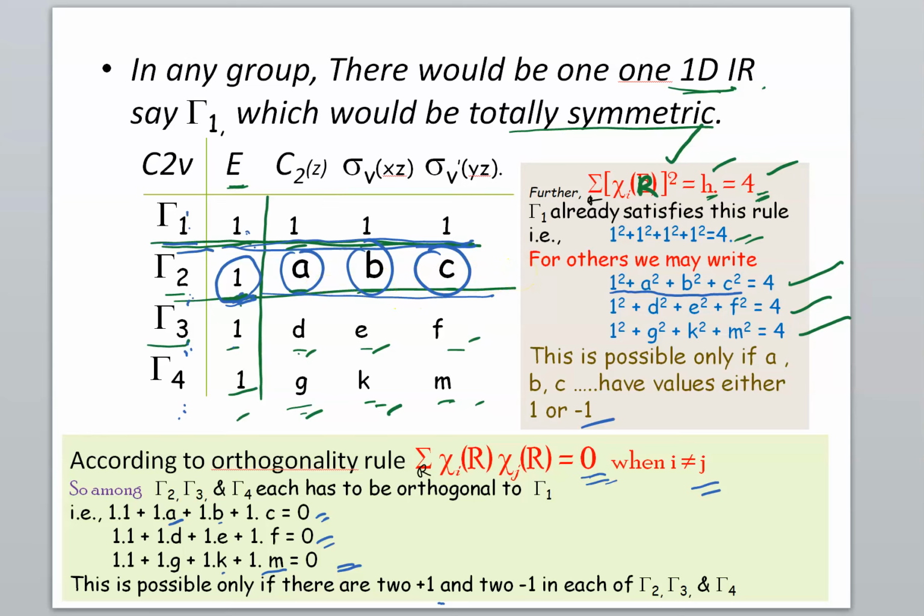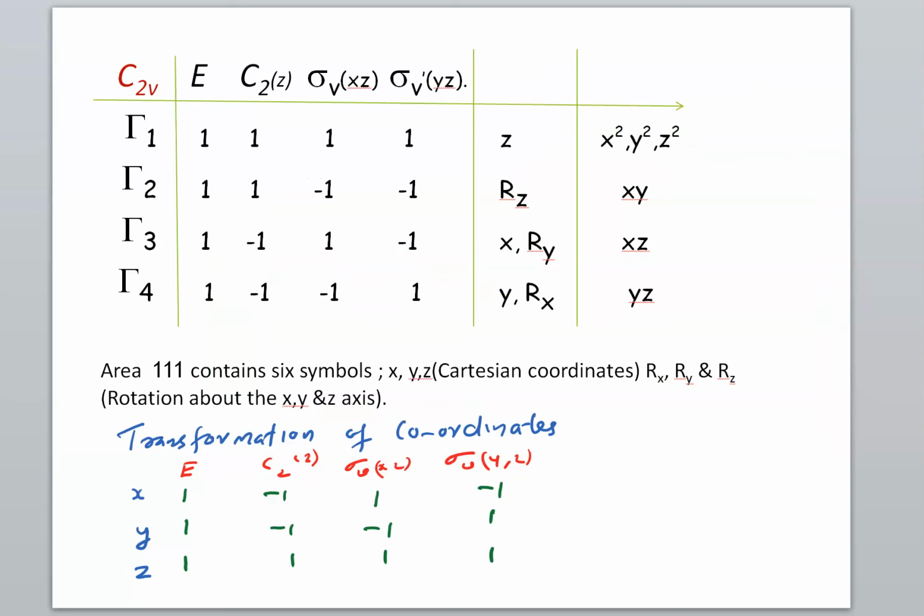Okay, by considering all these factors, that is, all the characters should be 1 or minus 1, and the first representation is totally symmetric. That is the case for all groups, the first representation is totally symmetric. And in the other representations, two characters will be plus 1 and the other 2 will be minus 1 to satisfy the orthonormal condition, the normality condition and the orthogonality condition. By arbitrarily fixing all these values, we get the values like this. That is, here 1, 1, minus 1, minus 1, 1, minus 1, 1, minus 1, 1, minus 1, minus 1, 1.